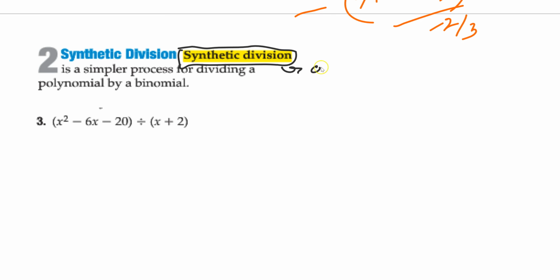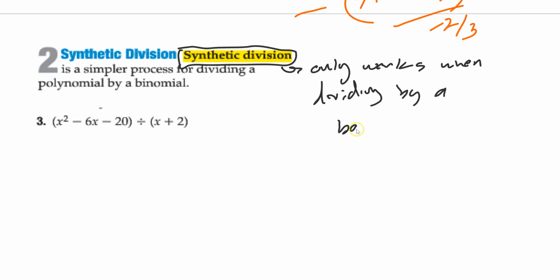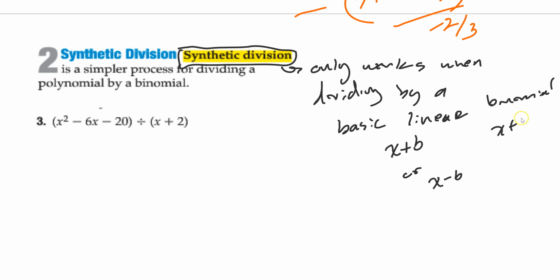There's a catch, though. It only works when dividing by a basic linear binomial. With that I mean you're dividing by something like x plus b or x minus b. For example, x plus 3 or x minus 2. So it has to be something like that. If there's a number in front, we can work with it, and we'll talk about how, but it has to be a linear binomial term. It can't be x squared plus 3, it can't be a trinomial, it can't be anything else. It has to be super basic. Then we can do synthetic division.